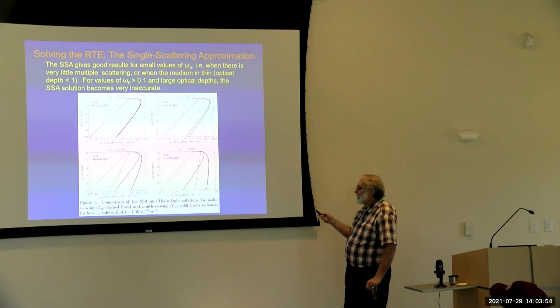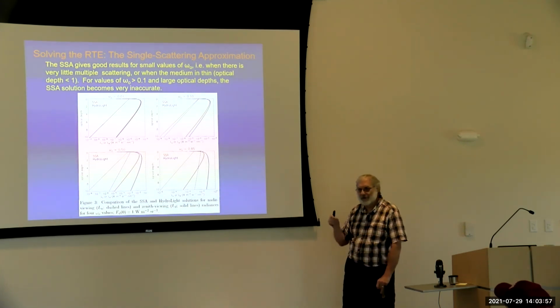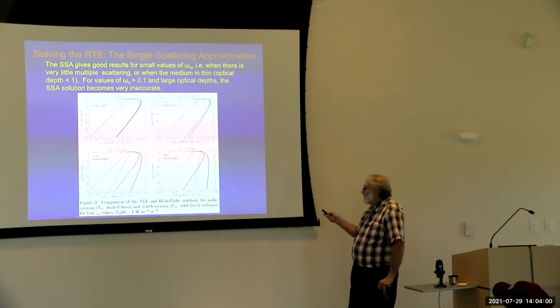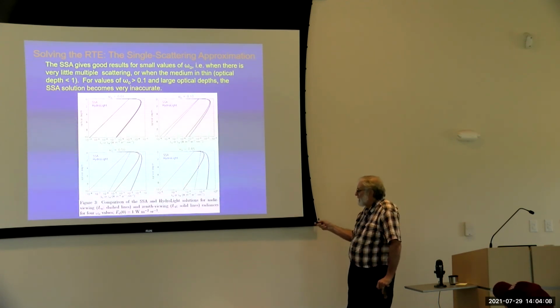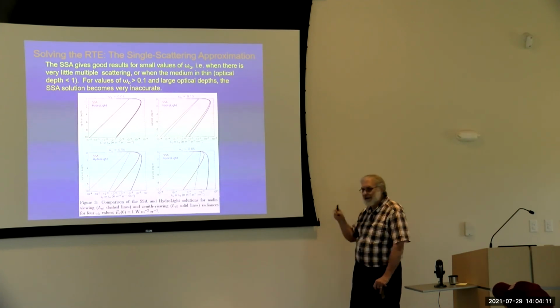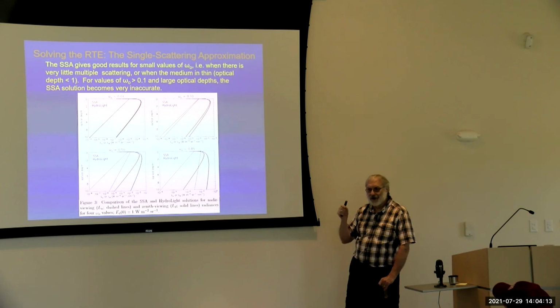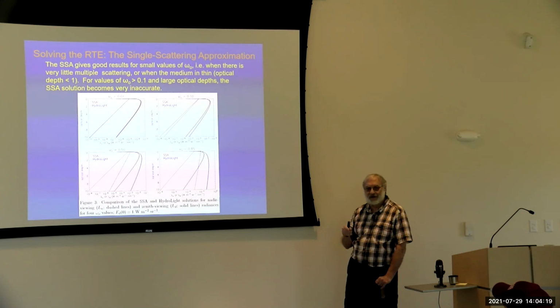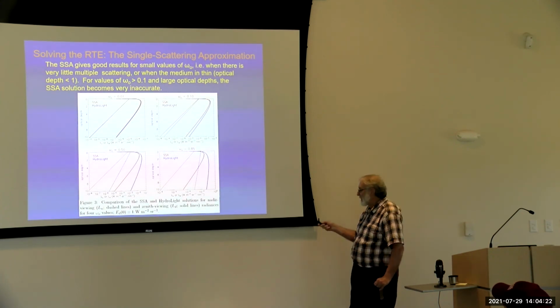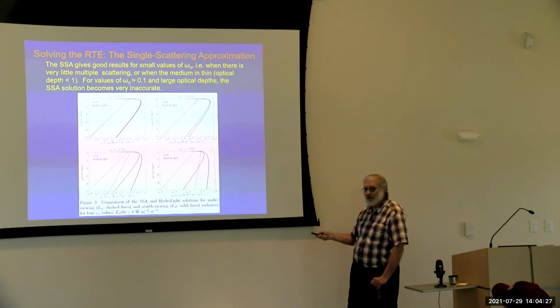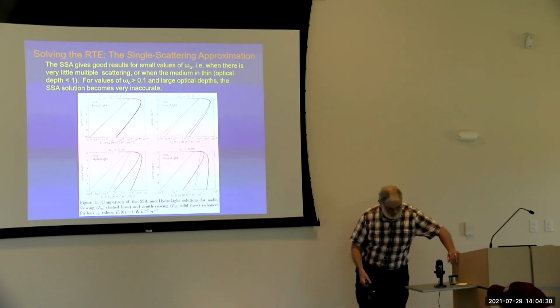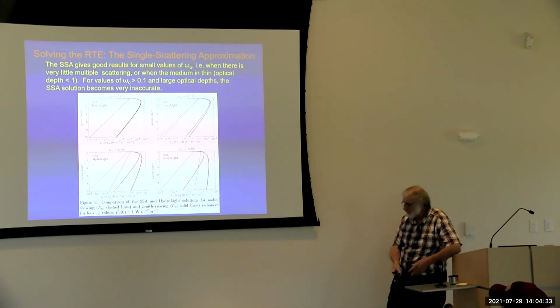Omega naught is 0.1. Now that says there's a little bit of multiple scattering, but not too much. So the exact solution from HydroLight and the single scattering solution are not too far off. But then as you get to bigger omega values, which are more typical of the ocean, you have a lot of multiple scattering. So just looking at the solution for one order of scattering, you don't expect to get very good values. And indeed you don't. Maybe right near the surface, but as you go down in the water, it can be off by orders of magnitude. So that's what happens with the single scattering approximation.